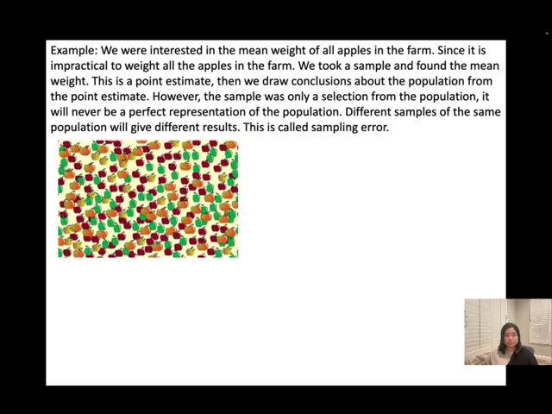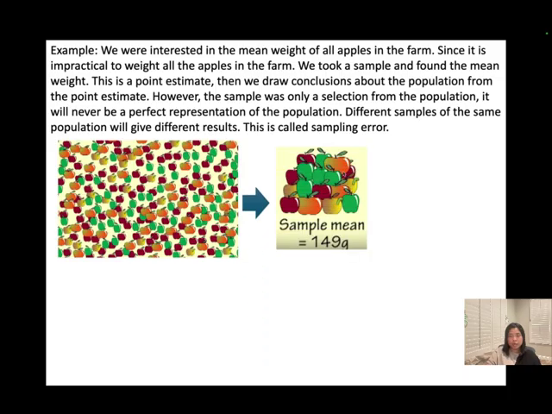Now let's look at this example. We were interested in the mean weight of all apples in the farm. Since it is impractical to weigh all the apples in the farm, we took a sample and found the mean weight. For example, I'm going to cut out this part as my sample. I measure the weight of the apples, add them all together, and divide by the number of apples here. We find the sample mean is equal to 149 grams.